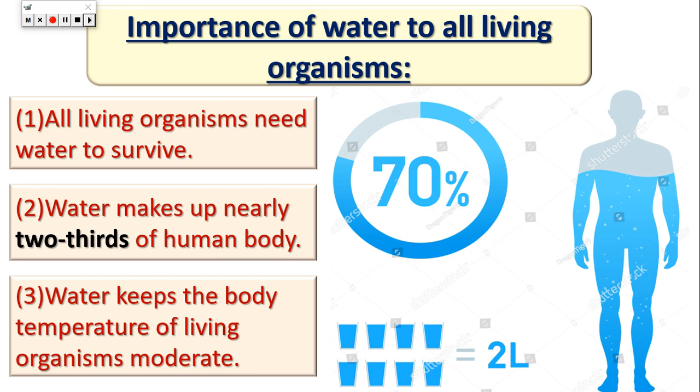If the temperature around you is very high, the temperature of your body is still constant. Or if the temperature around you is very cold, the temperature of your body is still constant. What helps your body to stay constant in its temperature? It's the water. And we need our body temperature to stay constant. Why? To let our organs work in a perfect way. So water makes your temperature moderate, or suitable for your organs to work in a perfect way.